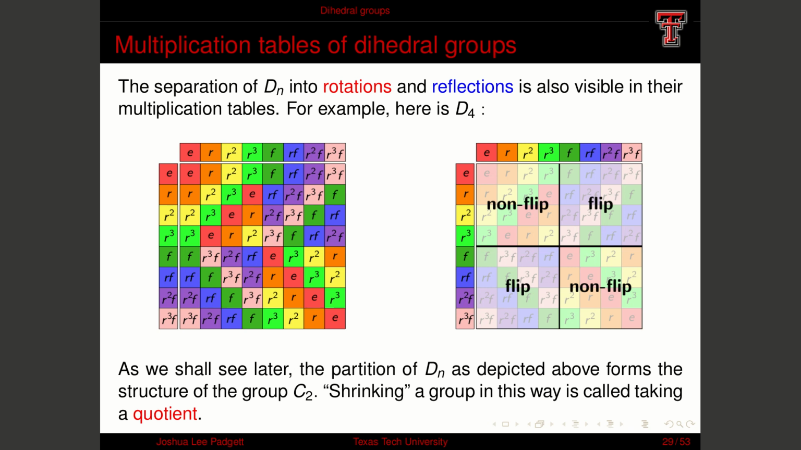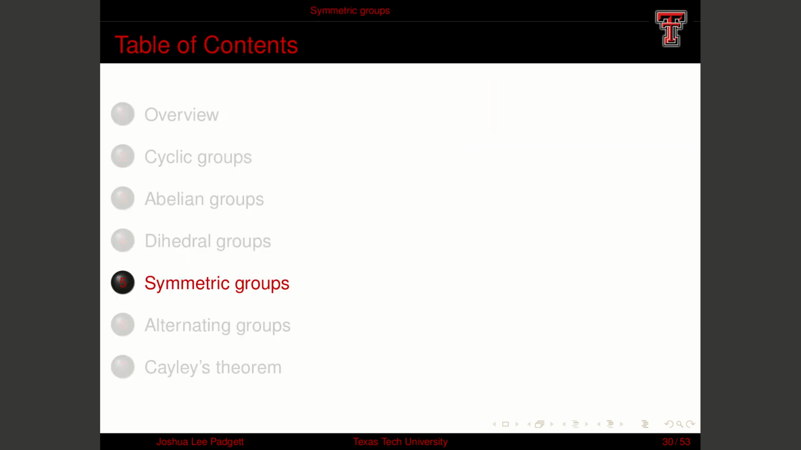And this shrinking that I'm referring to is something that we will talk about later, and it's called taking the quotient of a group. All right, so you don't have to worry about that now. This is just to allude to something that we will be discussing later.